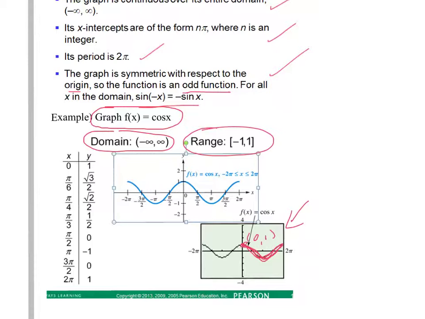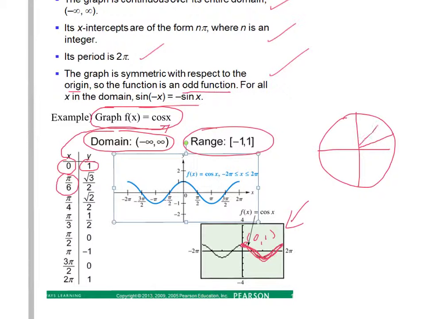And then think about putting in good old-fashioned table values. Put 0 in for x. Well, cosine of 0 is 1. See? So you could do plotting points. And then think about pi over 6. Think about these key values along the unit circle, right? So pi over 6, pi over 4, pi over 3. And you could think about what cosine is at those respective values. So cosine of pi over 6 is √3 over 2.